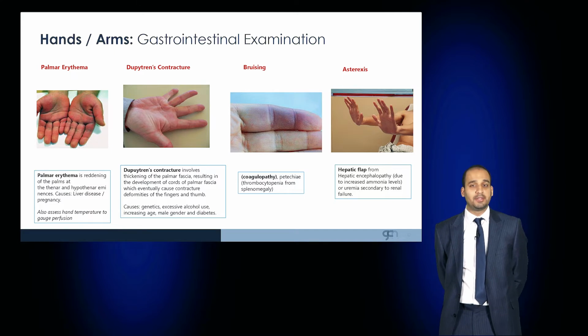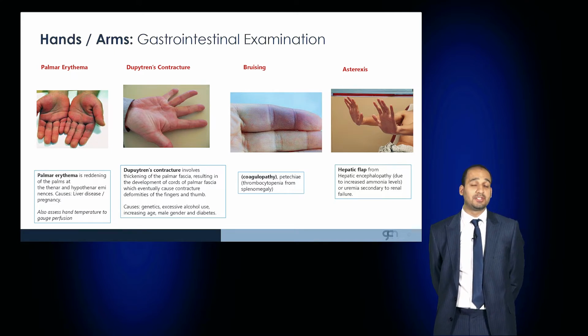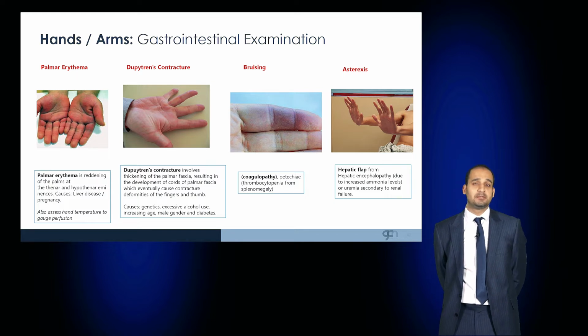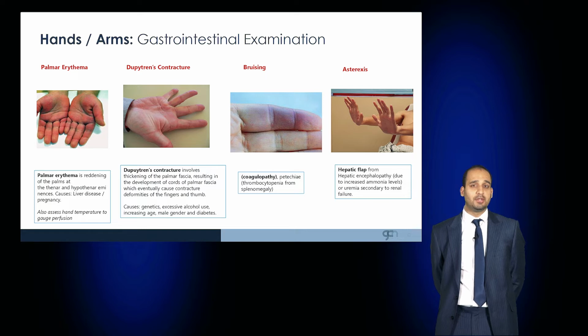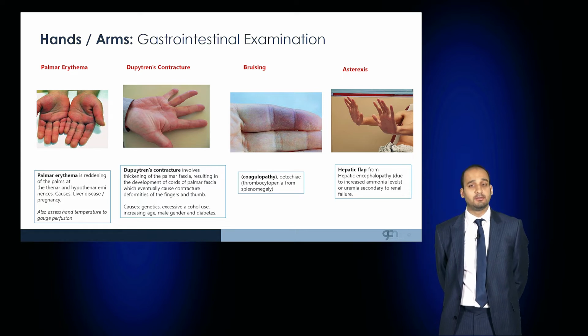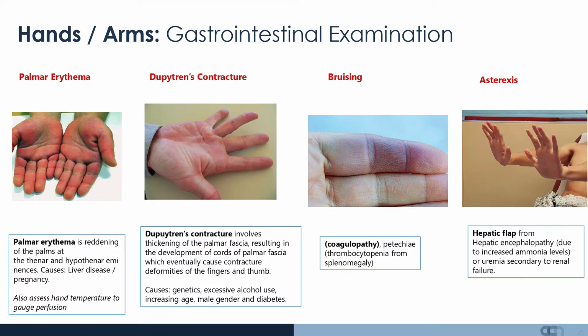Bruising or coagulopathy, petechiae, can result as a result of liver disease or loss of the synthetic function of the liver or thrombocytopenia. Splenomegaly may cause sequestration of platelets, and that can also result in petechiae. Ask the patient to outstretch their hands and observe for asterixis or a hepatic flap. This is a negative myoclonus and results from increased ammonia levels which are able to cross the blood-brain barrier and affect the normal motor control.